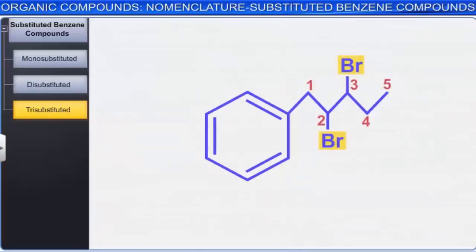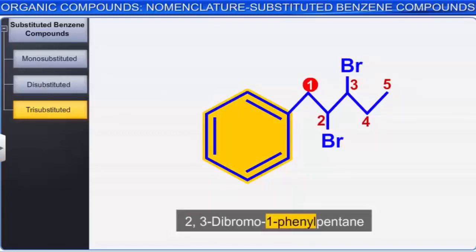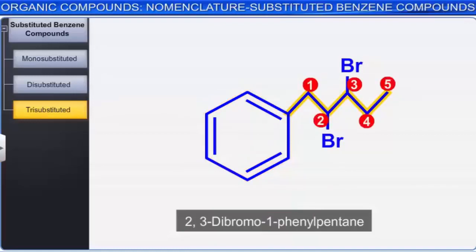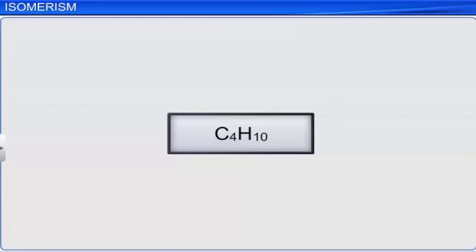Bromine is attached to the second and third carbon atoms, hence should be named as 2,3-dibromo. Phenyl is attached to the first carbon atom, hence should be named as 1-phenyl. The alkane has 5 carbon atoms, hence should be named as pentane. Thus, the name of the compound is 2,3-dibromo-1-phenylpentane.